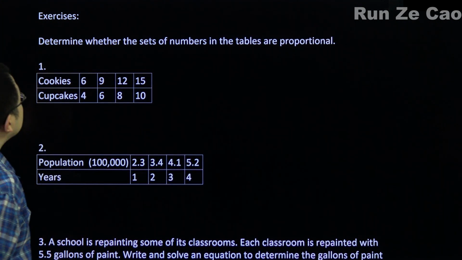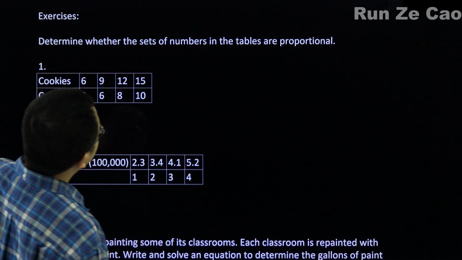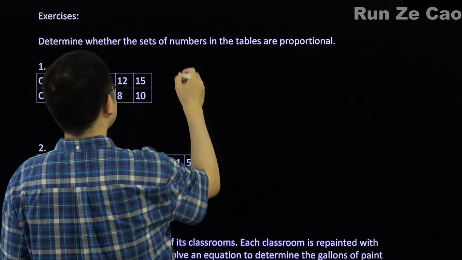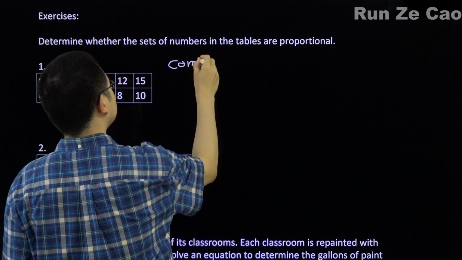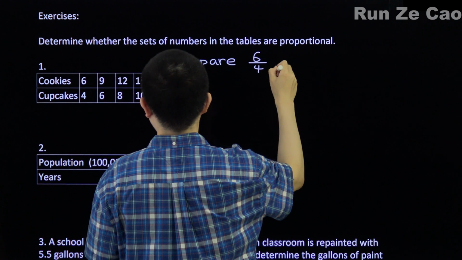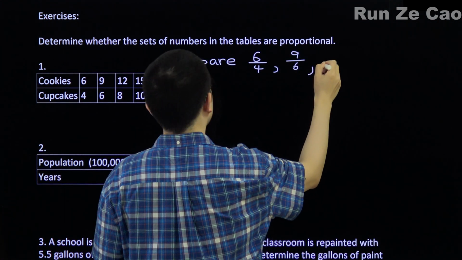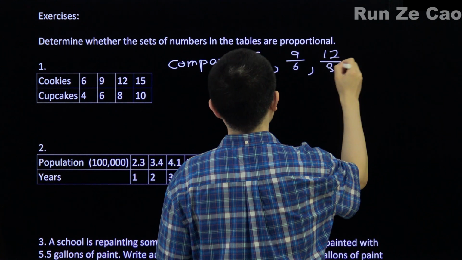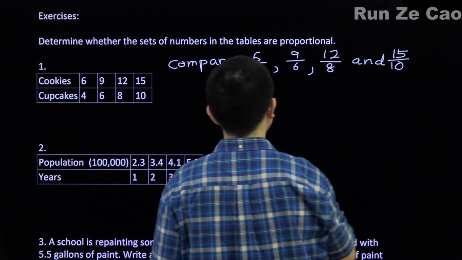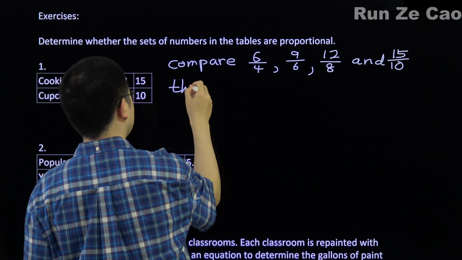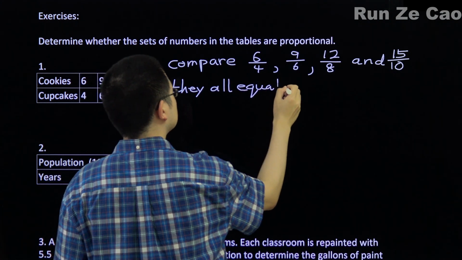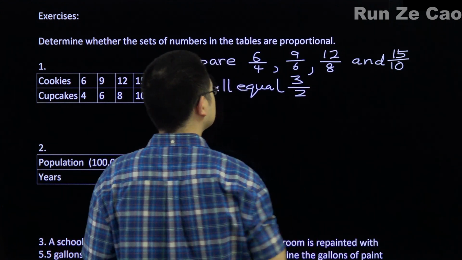So exercises. Determine whether the sets of numbers in the tables are proportional. So here we have compare 6 over 4, 9 over 6, 12 over 8, and 15 over 10. They all equal 3 over 2.